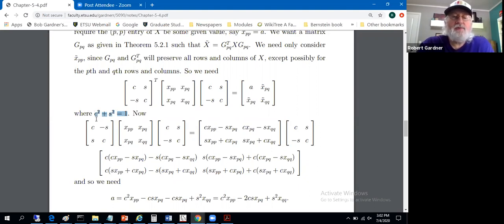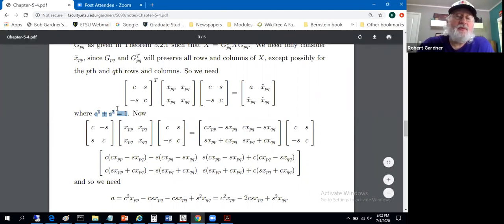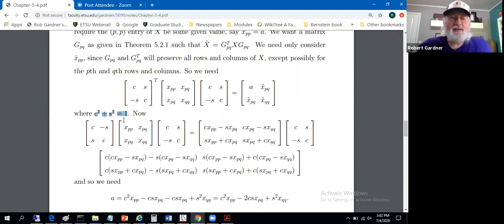Now, suppose we take C squared plus S squared to equal 1. We're just trying to find a matrix that does this. This gives us a matrix that's sort of normalized in some sense with respect to C and S. But this is a condition we'll impose to get a relationship between C and S.